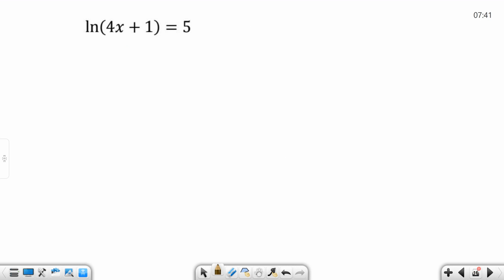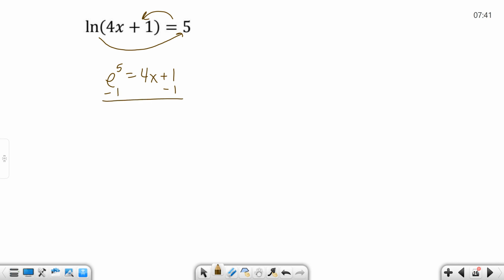All right, here: natural log of 4x plus 1 equals 5. All right, so what's the base understood to be? Remember, it's e. So what I'm going to do is base to a power equals this. So e to the 5th equals 4x plus 1.